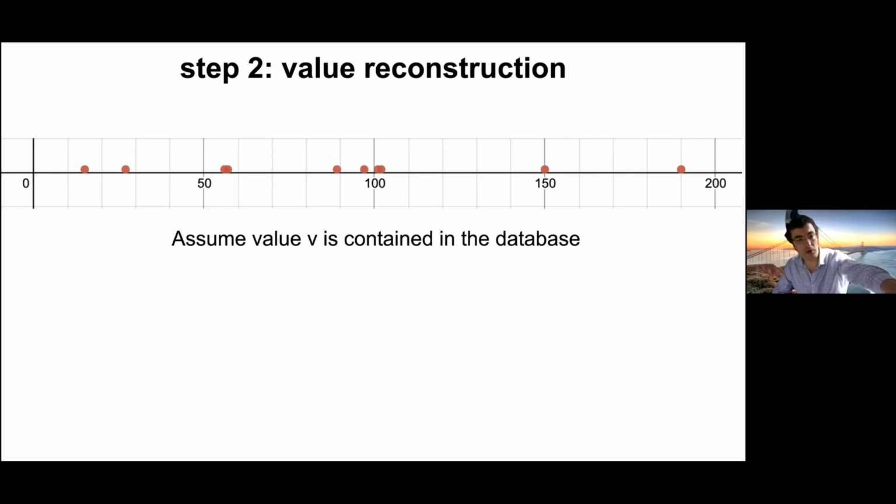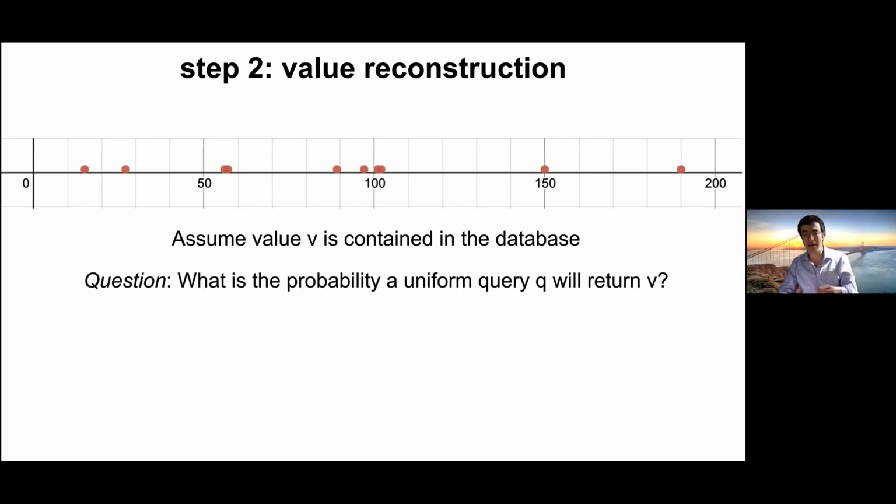And these red dots indicate the values of the encrypted records that I have in my database. Now, the main observation is the following. If we assume a value V is contained in the database, let's ask the question: what is the probability a uniform query Q will return V? Remember, we have an adversary that observes uniform queries from all the possible range queries. Again, there are N squared range queries. So what is the probability a uniform query Q will return V?